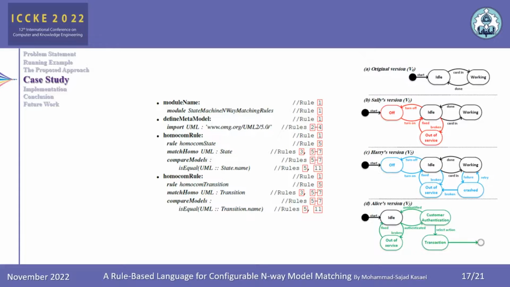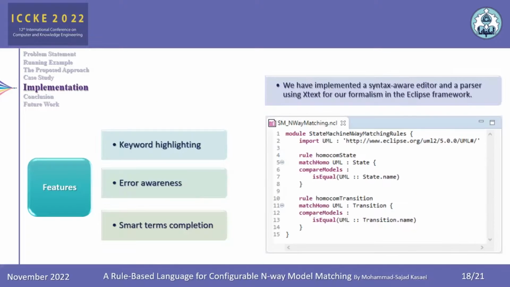The specification of matching rules for state and transition elements is shown using the proposed formalism. We also have implemented a syntax error editor and a parser using Xtext for our formalism in the Eclipse framework. The features of our editor are keyword highlighting, error awareness, and smart terms compilation.